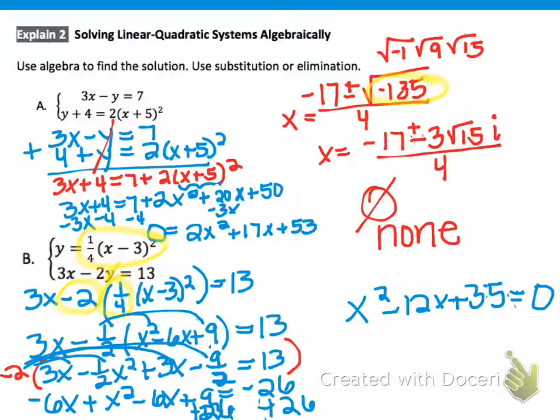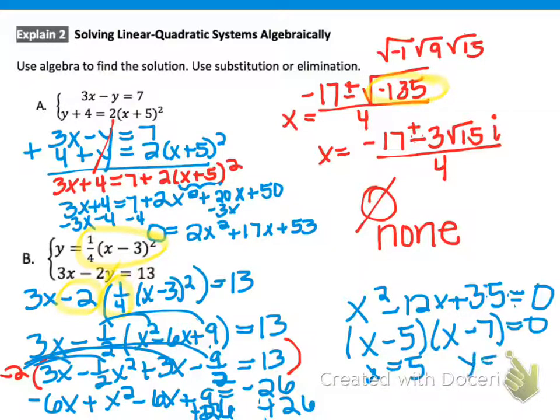So I'm going to see if I can factor this. I'm pretty sure this is factorable, so I'm thinking factors of 35. They have to add up to -12, so -5 and -7 would work. All right, very good. So x minus 5, and x minus 7. That means my two solutions are x equals 5 and x equals 7.